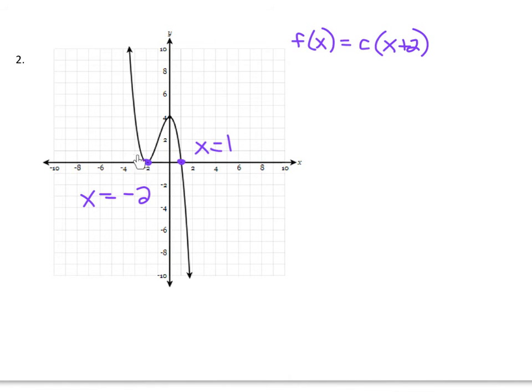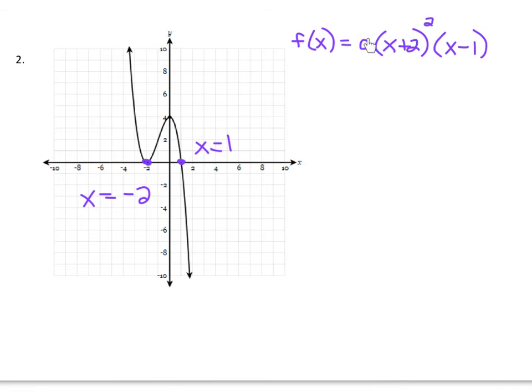And since it's bouncing off the x-axis, we have multiplicity, okay? There's 2 of those factors, so let's put a square. Now here we have another 0 at x equals +1. So the factor would be x minus 1. Now I'm not going to put a square on that one because it's not bouncing off the x-axis. It's going right through it, so there's no multiplicity.